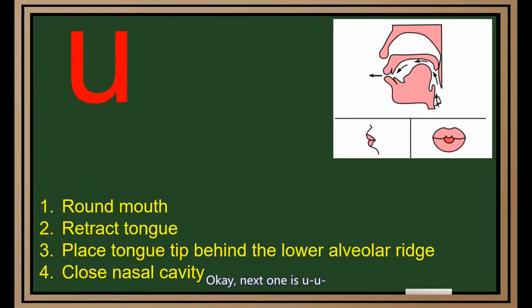Okay, next one is U. You can check this mouth shape. U. It is a round mouth. And retract your tongue. Place the tongue tip behind the lower alveolar ridge and close the nasal cavity. U.